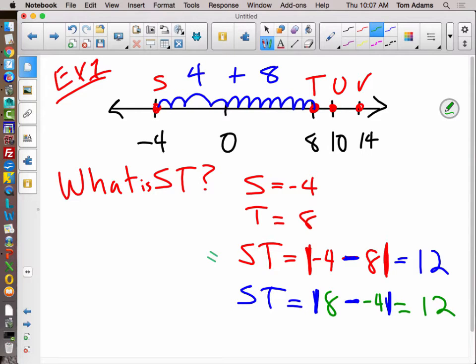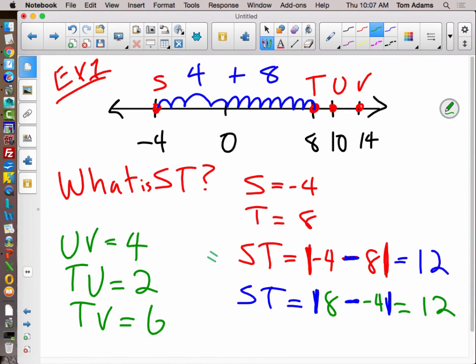Now the textbook asks us a couple other things, like, what about UV? What's that? 14 minus 10 is 4. What about TU? 2. What about TV? 6. Any questions on that? Does that make sense?